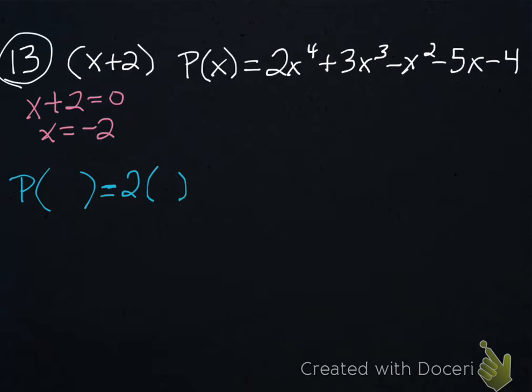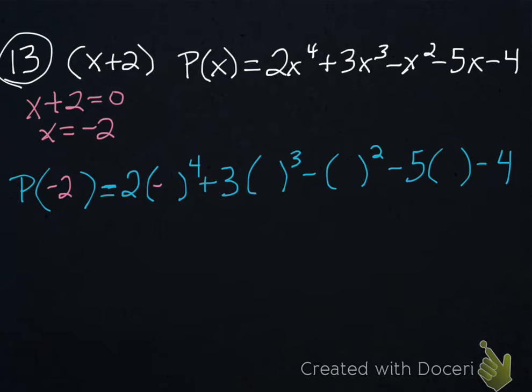So I have 2 parentheses to the 4th plus 3 parentheses cubed minus parentheses squared minus 5 parentheses minus 4. Now we can plug in our negative 2. Everywhere there's a parenthesis, put that negative 2 in there. Okay, now we get to simplify. This is the crazy part.